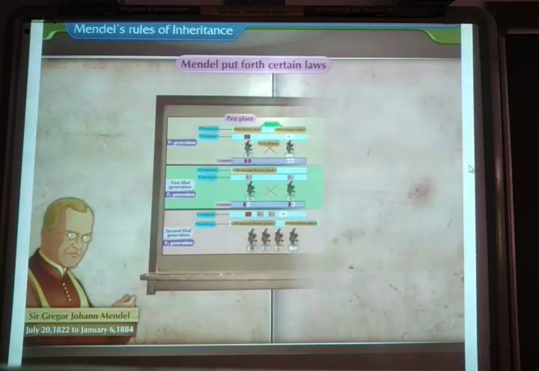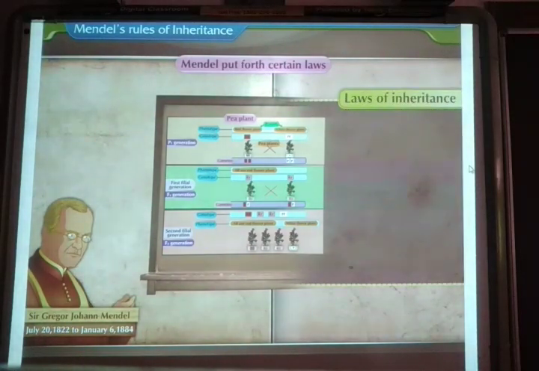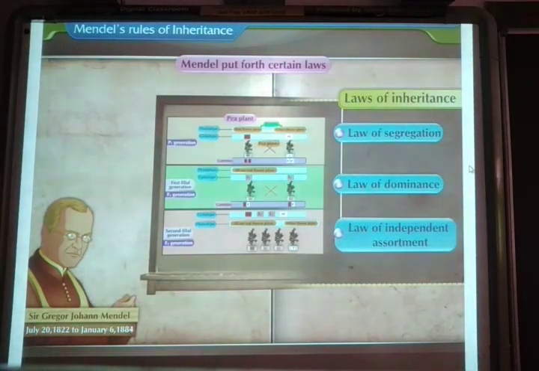Based on his work, Mendel put forth certain laws which later became famous as the laws of inheritance. The laws formulated by Mendel constitute the foundation of the modern science of genetics.